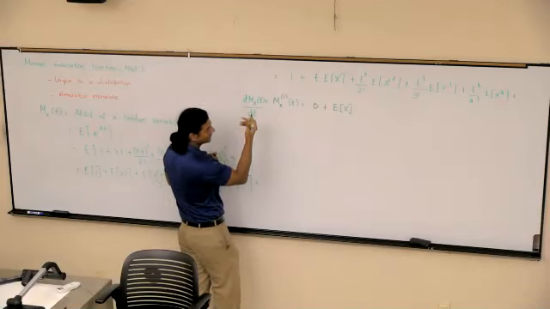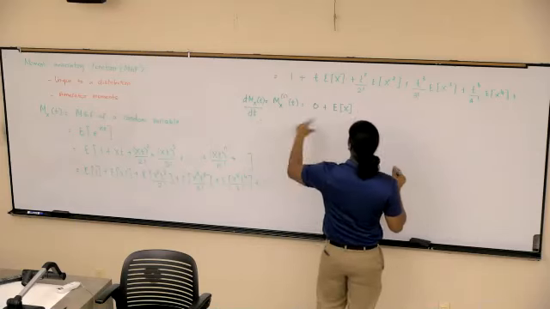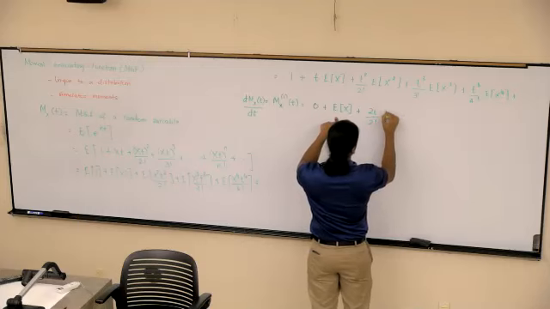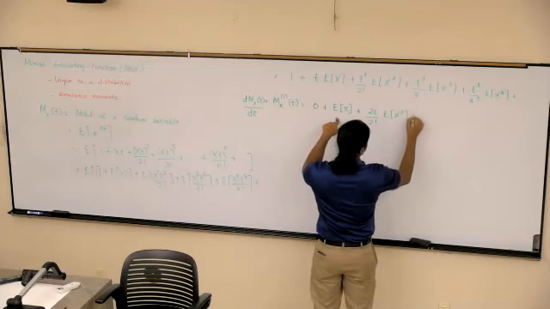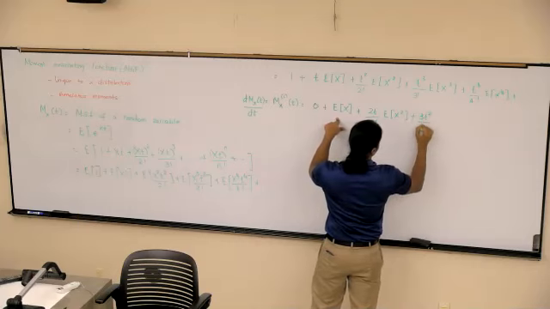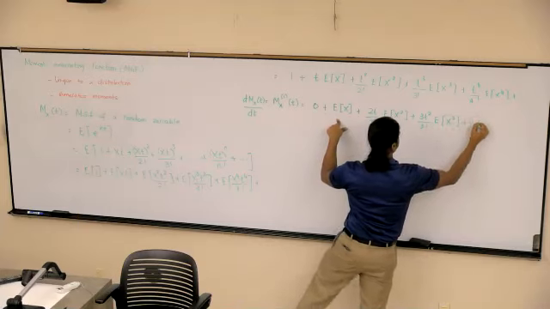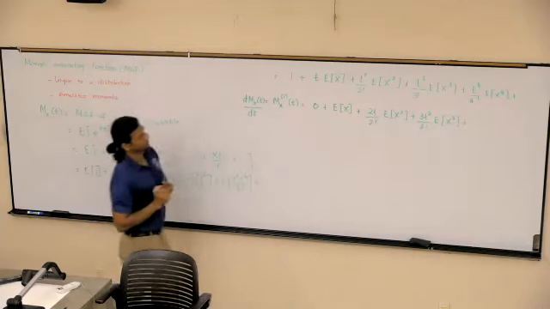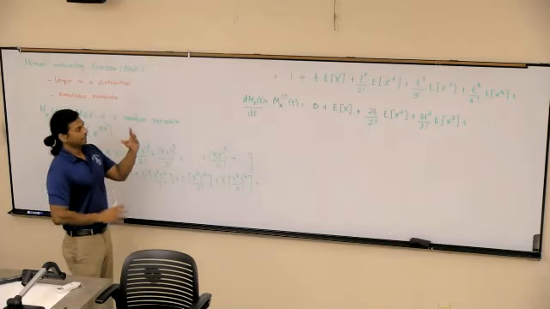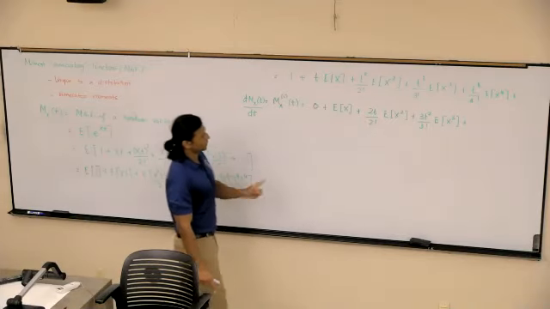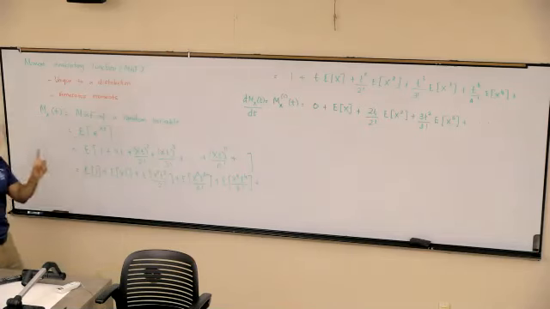So dM_X(t) over dt, plus 2t over 2 factorial times expectation of X squared. If I take the derivative, that's what I would get. And what should I do just to retain expectation of X? Make t 0.